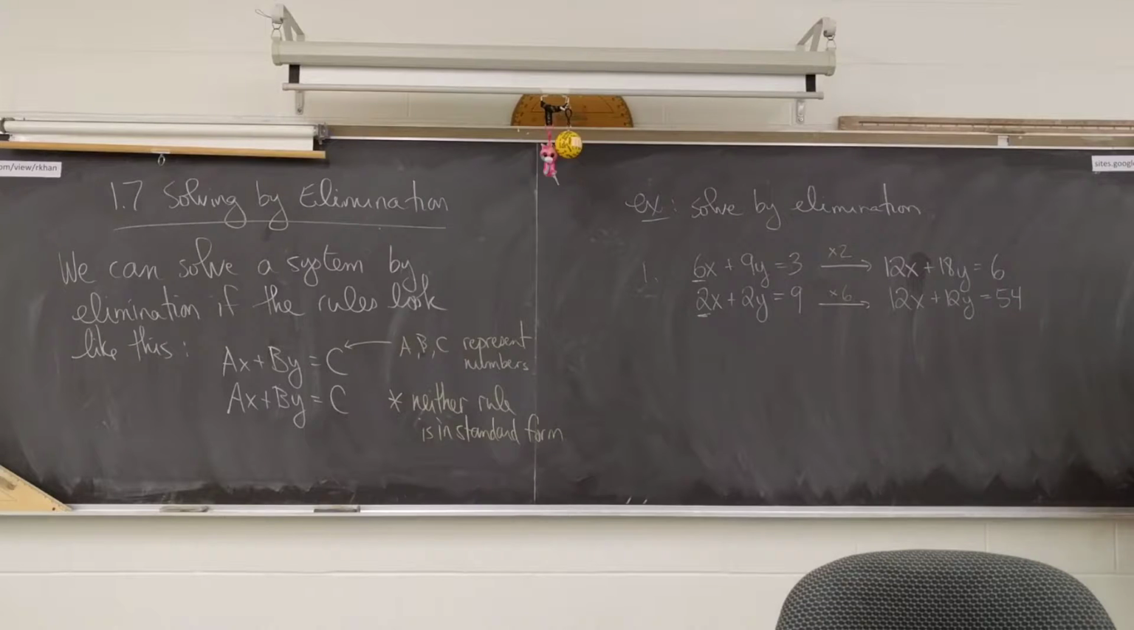So I'll write down over here what I'm doing. Multiply each rule by the number in front of the x of the other rule.